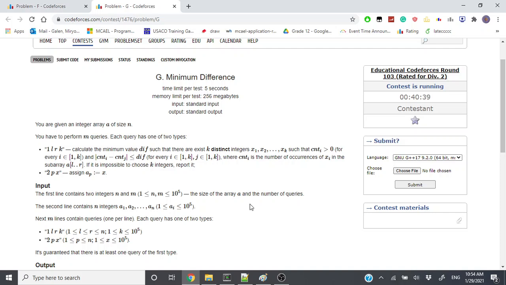All right, that's weird. Such that there exist k distinct integers, such that count I is greater than 0, and count I minus count J is less than diff.